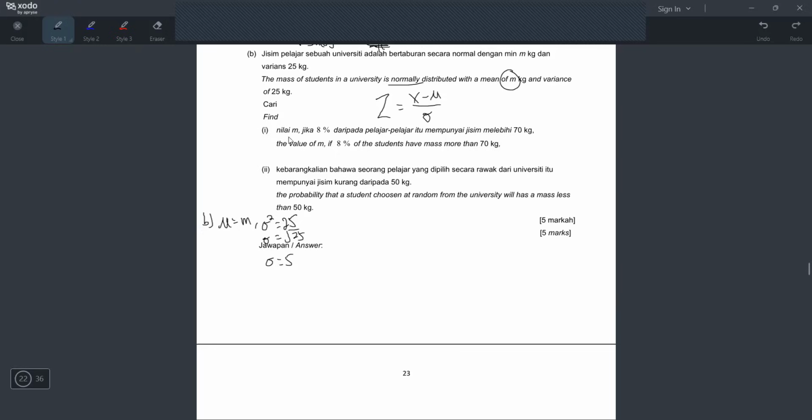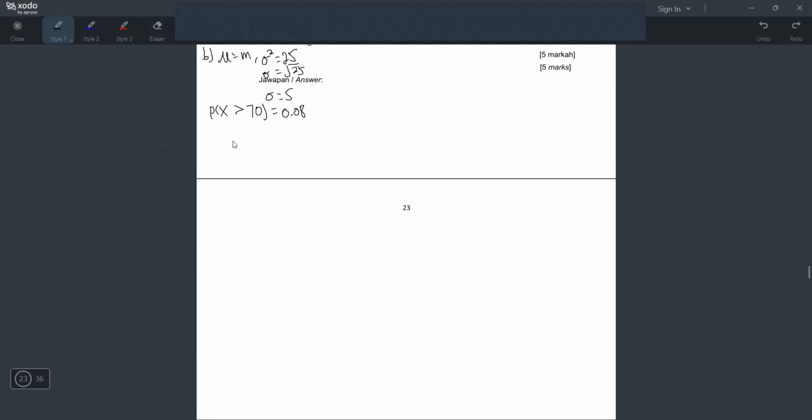Alright, number one says, find the value of M if 8% of students have mass more than 70. It means the probability for X more than 70, mass more than 70, is 0.08. That's what it means. So I'll write down P(X > 70) because more than 70 is 8%, right? Percentage is probability. Remember, percentage means probability. So if the percentage is 8%, it means 8 over 100, which means 0.08, right? So now I can convert to Z.